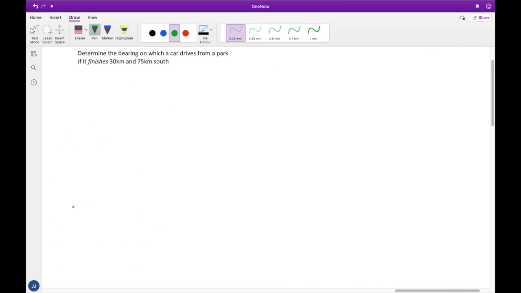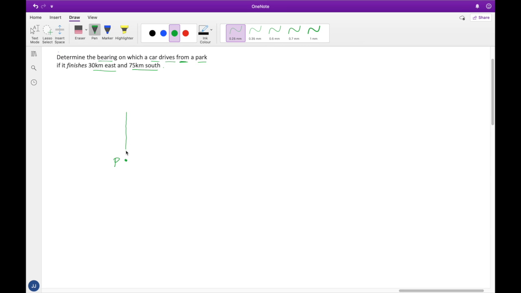Now let's take a look at this question here. Right, so determine the bearing on which a car drives from a park if it finishes 30 kilometers east and 75 kilometers south. So the car is coming from the park, right? So let me just draw my park here. This is my park P, and I'll make sure that I have my north line. This is north.